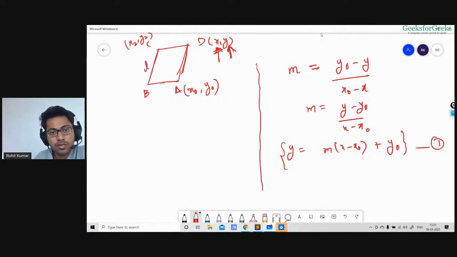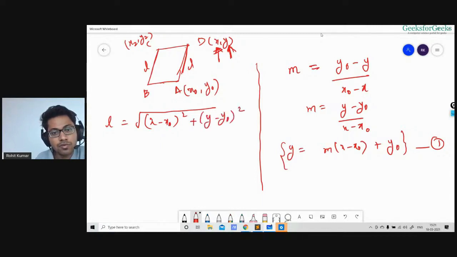So let's say the length of BC is L, so length of AD will also be L, according to the property of parallelogram, as the opposite sides are parallel and equal. So let's come to that. So can I say that L is equal to square root of x minus x naught whole square plus y minus y naught whole square? All right. Let me square both the sides. So this becomes L square is equal to x minus x naught whole square plus y minus y naught whole square. This is my equation 2.